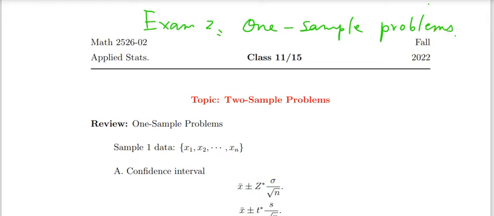So this exam two, I found most of you did a good job. So thank you for your good performance.